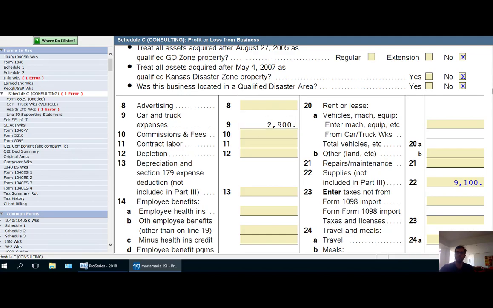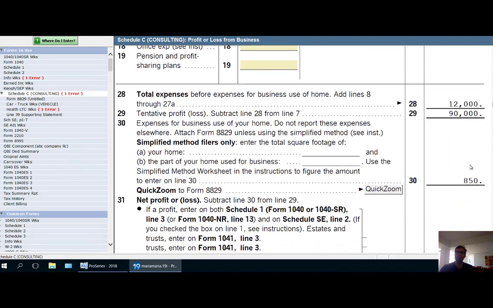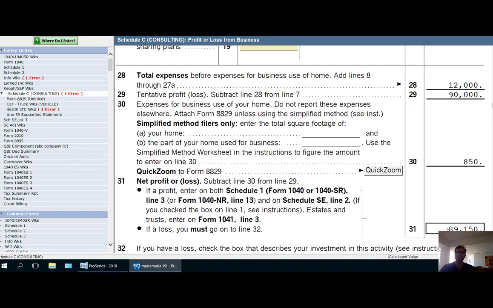So she is at 90,000 of net income, 89,000 of net income after the home office expense.